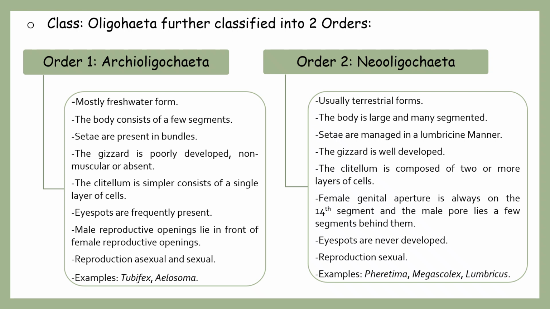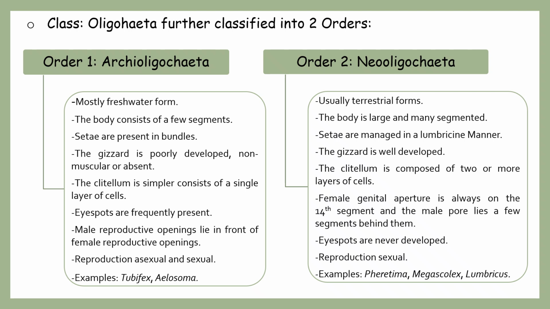On the other hand, order 2 Neoligochaeta are usually terrestrial forms. The body is larger and many segments are present, setae are arranged in series, and the gizzard is very well developed. The clitellum is also very well developed. In Neoligochaeta, the female genital aperture is always on the 14th segment, and the male genital pore lies a few segments behind the female genital pore. Eye spots are never developed in this case.